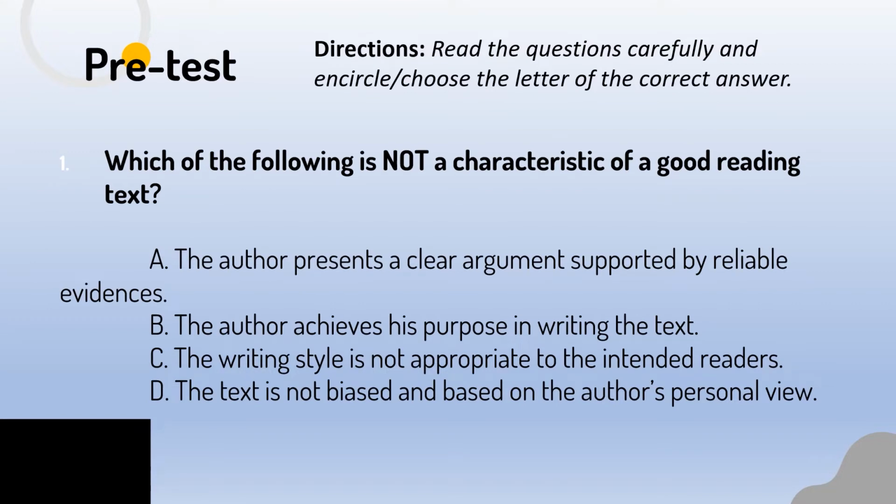Number 1, which of the following is not a characteristic of a good reading text? A. The author presents a clear argument supported by reliable evidences. B. The author achieves his purpose in writing the text. C. The writing style is not appropriate to the intended readers. Or D. The text is not biased and based on the author's personal view. Okay, for number 1, the answer is letter C.